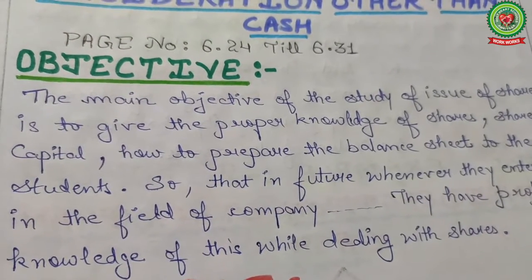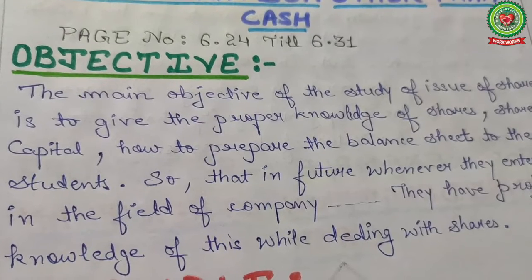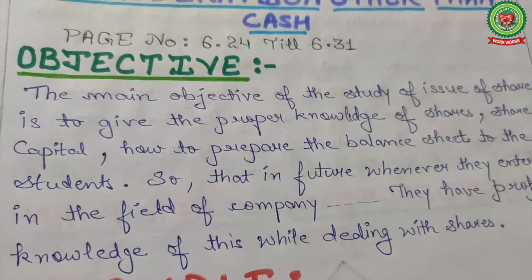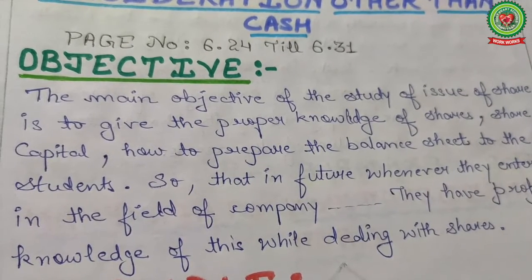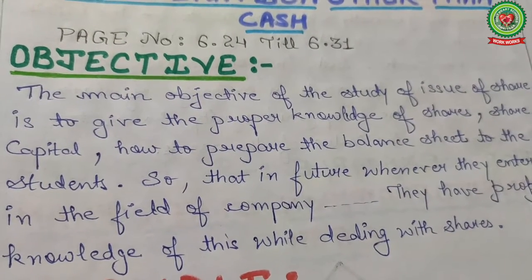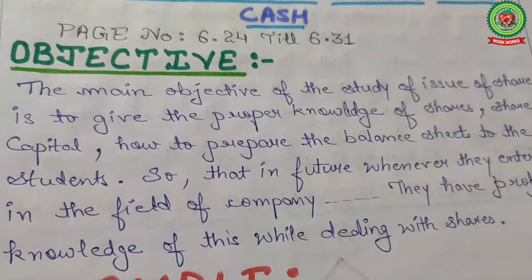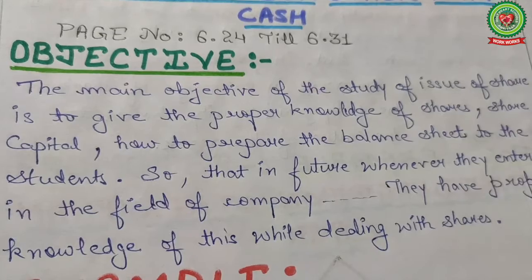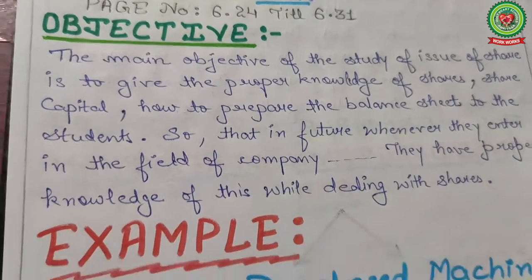The main objective of issue of shares knowledge is in case in future you deal with shares, debentures, preferentials, or the sale and purchase of securities. So proper knowledge is required, such as what procedure is followed in the company. The main objective of the study of issue of shares is to give students proper knowledge of shares, share capital, and how to prepare the balance sheet.